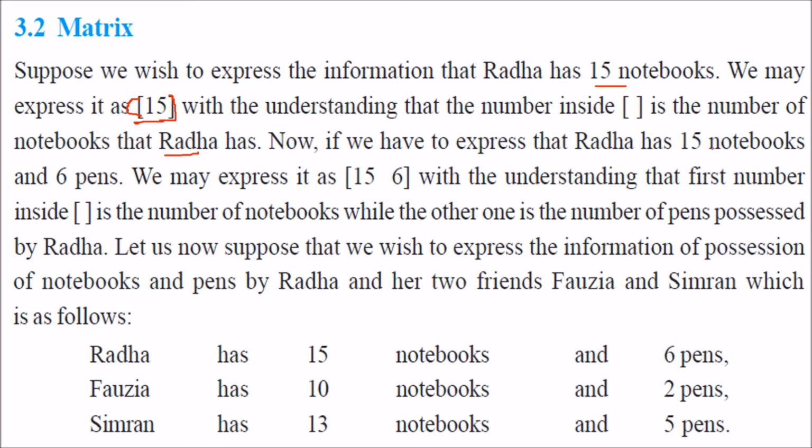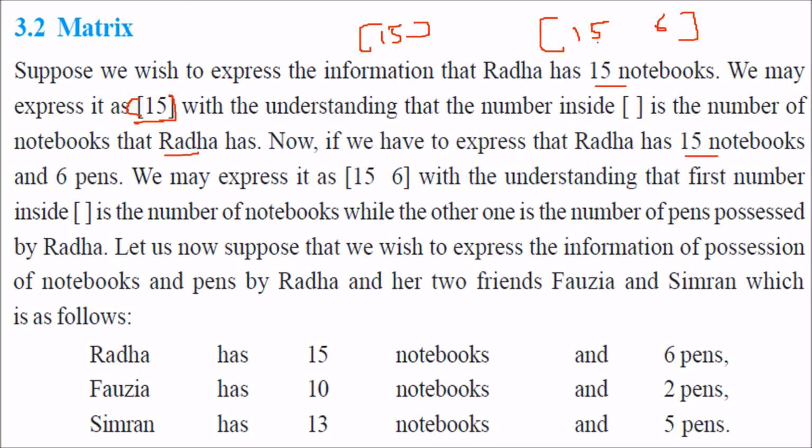Now we have to express that Radha has got some pens also. So 15 books and 6 pens. So we have employed 15 for her books. Now let us change it and make it 15 books and 6 pens, right? Now Fawzia also comes and we have to enter her data also. She says that I have 10 notebooks and 2 pens.